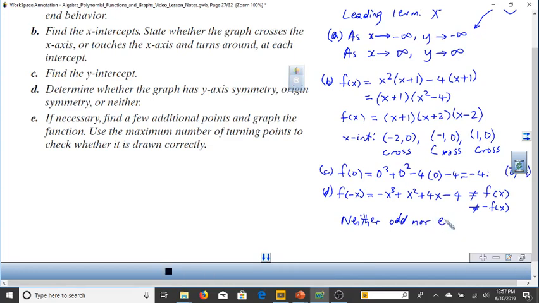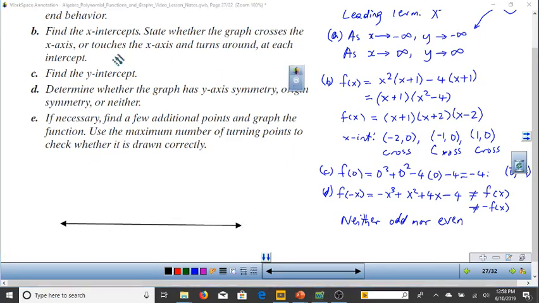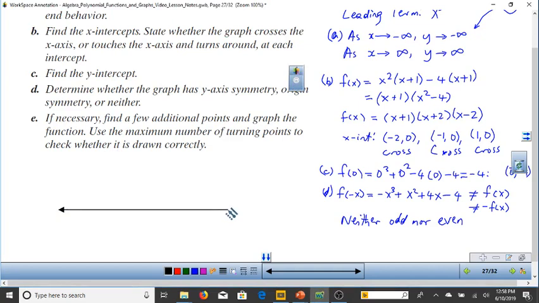The fact that the polynomial has an even degree does not make it an even function. Then I'm not going to plot any points. I'm just going to do a general sketch of the graph. So we know that the graph crosses the y-axis at -4. And we know that it has x-intercepts at -2, -1, and 1. So we know that the graph starts low and ends high. So we have a graph that looks something like this.